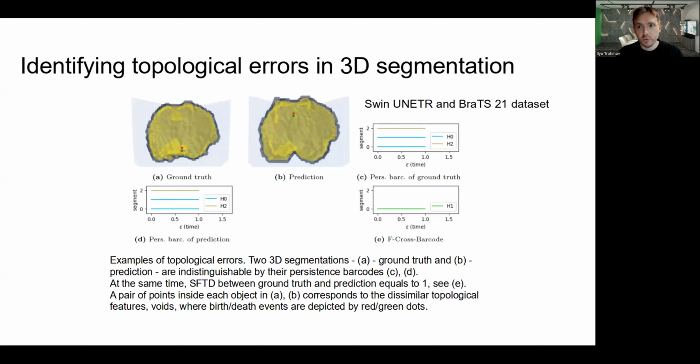Also, the proposed tools can be used for identifying topological errors in 3D segmentation. For example, here on this slide, you can see 3D scans of a brain, and the F crossbar code calculated for ground truth and prediction successfully highlighted a region where a small void was predicted by mistake.